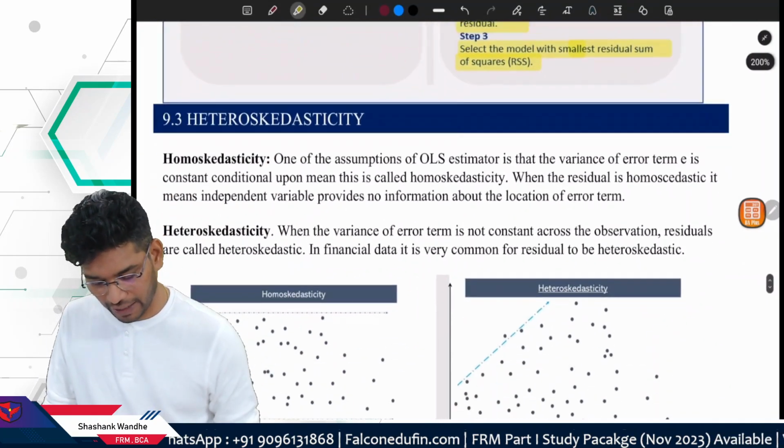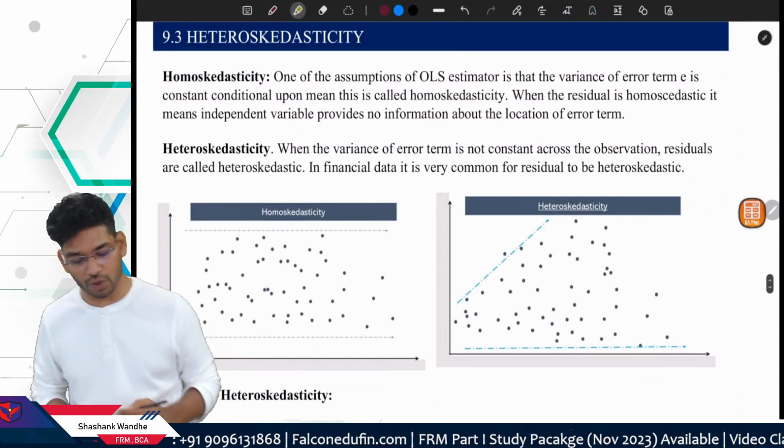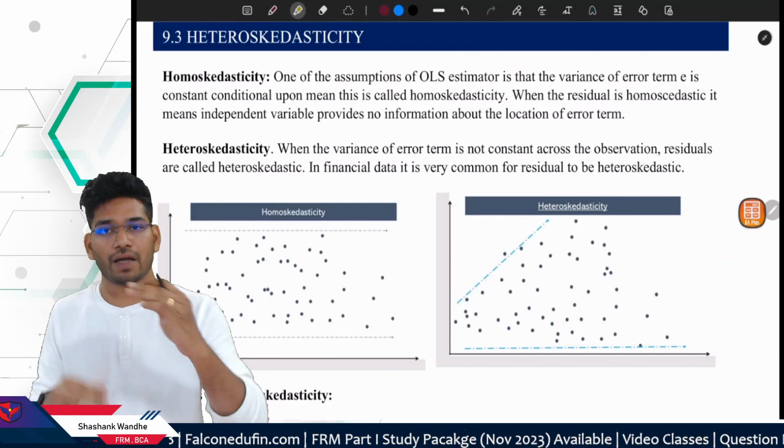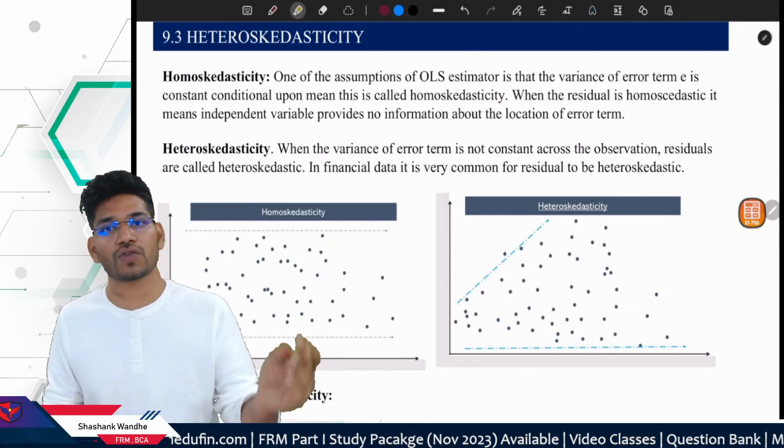Then we have heteroskedasticity. First of all, what is homoskedasticity? Skedasticity means variance, and homo means constant variance. Hetero means not constant variance.